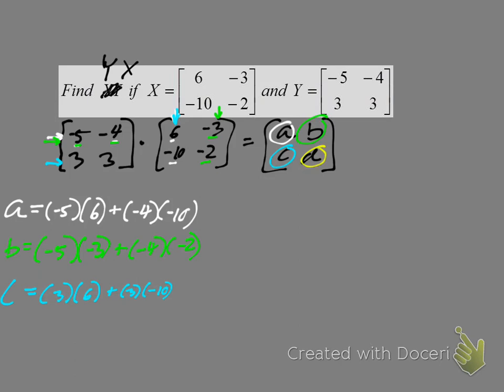And then for D, you're still in that second row, but now you're in that second column. So 3 times -3, that's 3 plus 3 times -10, plus 3 times -2.